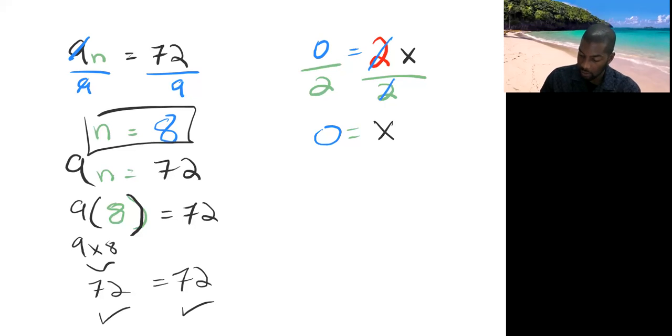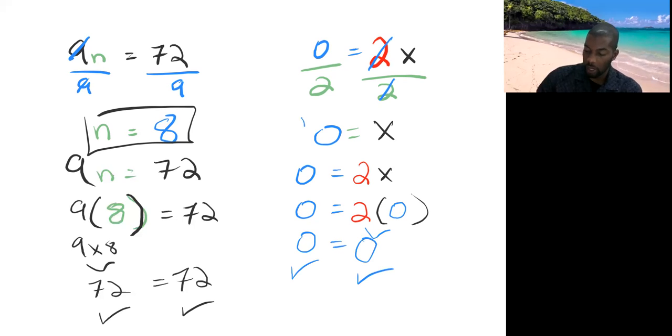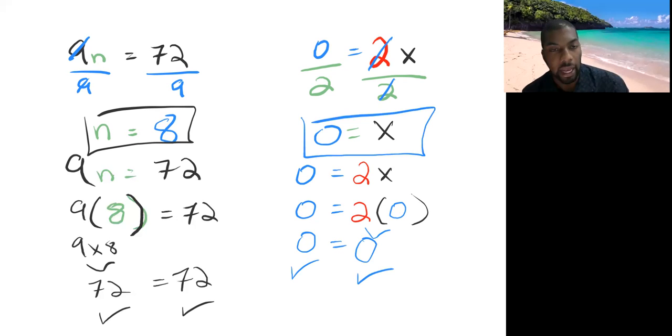Let's test it out. 0 equals 2 times x we said was, oh, sorry, let's rewrite the equation. Then let's substitute in. So we've got 2 here, and then we've got this x, which is 0, we said, right? So 0 equals, what is 2 times 0? Anything times 0 is 0. We've got 0 on both sides, therefore it works. 0 is equal to x.